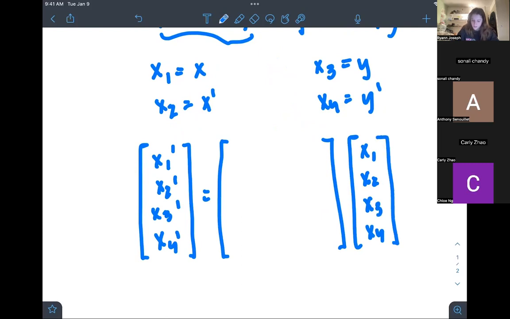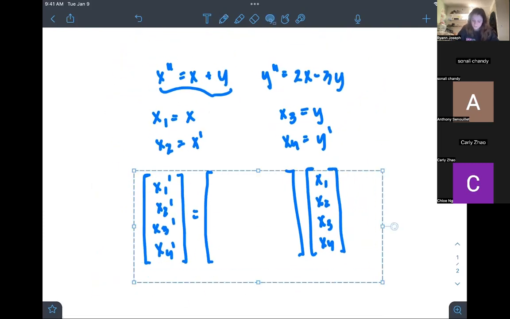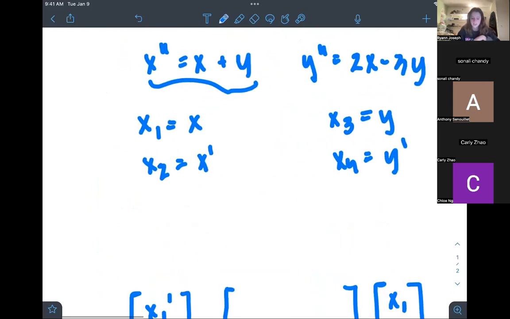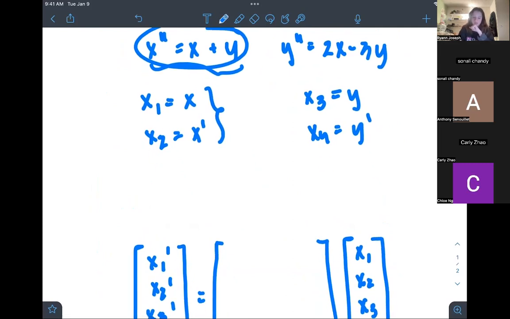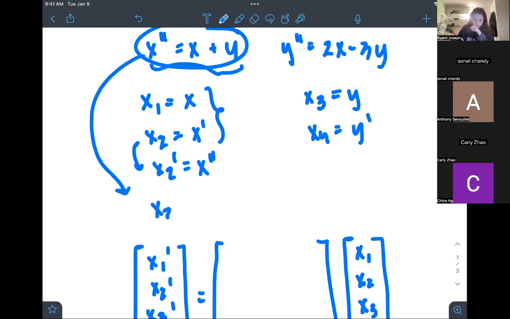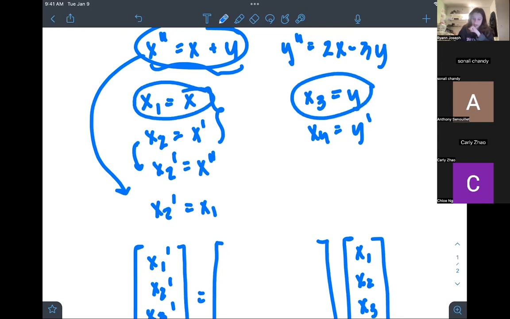Looking at this differential equation, this x double prime, I'm going to turn this into something in terms of these variables. So again, x2 prime is equal to x double prime by virtue of this. So this equation is x2 prime equal to x1 and then x3. This is the exact same. It is equivalent to this based on the variables and the relationships that we established.